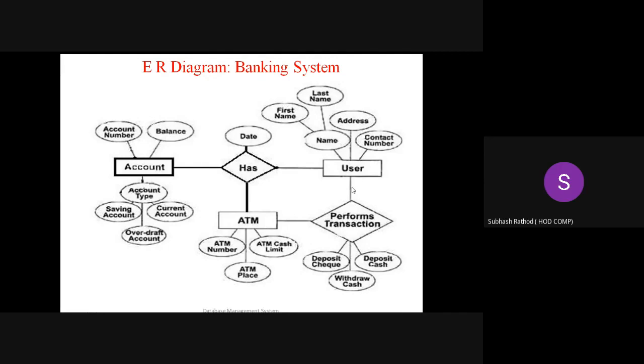That is important. So let's consider the first entity from the banking system, which is the account. Account has an account number and balance. You can underline the account number if it is a key attribute. Account type: saving account, current account, overdraft.